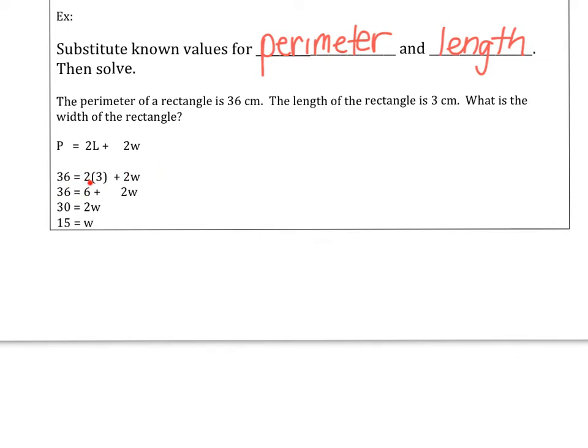So I have to simplify here and solve. So I have 2 times 3 is 6. When I subtract 6 to the other side, I get 30. And when I divide by 2, I get 15. So my width is 15, and that would be 15 centimeters.